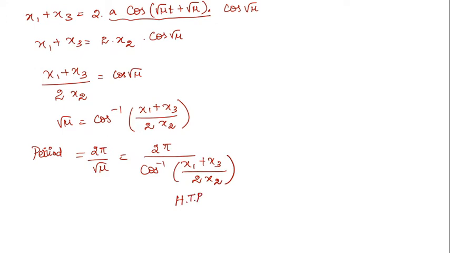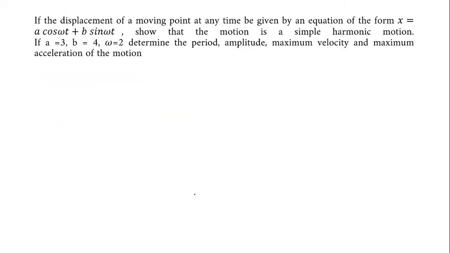We'll move to the next problem. The second problem: if the displacement of a moving point at any time is given by an equation of the form x is equal to a cos ωt plus b sin ωt, so they have given the displacement in terms of cos and sin. Show that the motion is a simple harmonic motion. Simple harmonic motion means the period is 2π by √μ, so that is what we are going to prove.